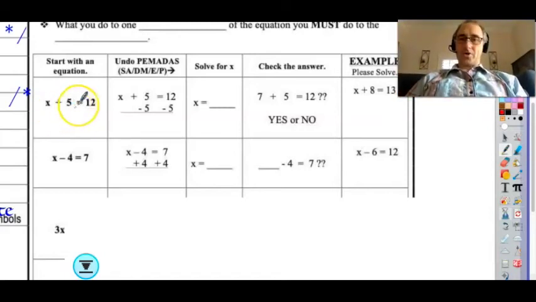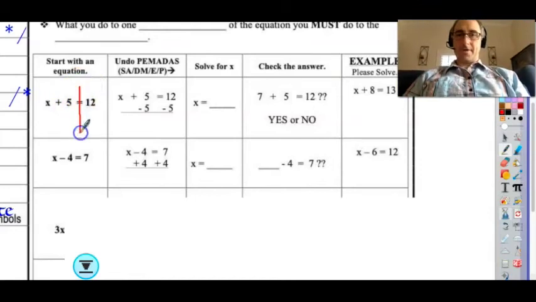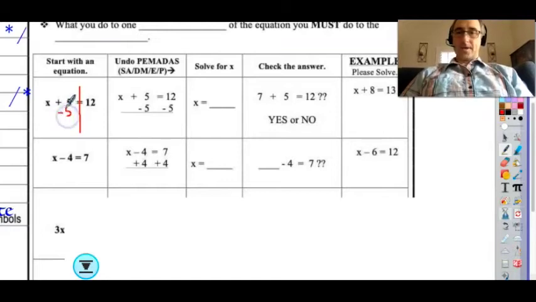Here we have an equation. Some people put a line right here to think of this as the teeter-totter. And I have a plus 5, and I need to do the inverse, or opposite, of plus 5. And that's to subtract 5 on both sides. Minus 5, minus 5. That way, I'm moving the 5 and getting rid of it over here. And that's what we have here. It says SADMEP. That's the opposite of PEMDAS. We're doing PEMDAS in the SADMEP, or backwards order.